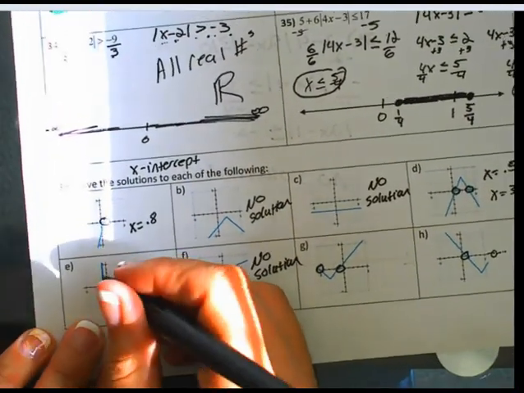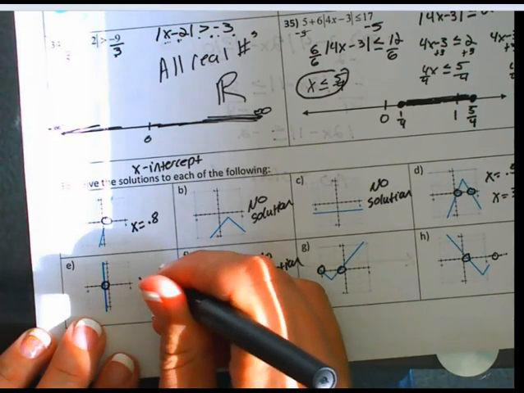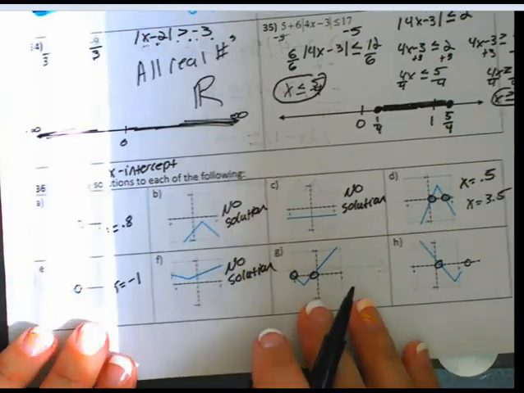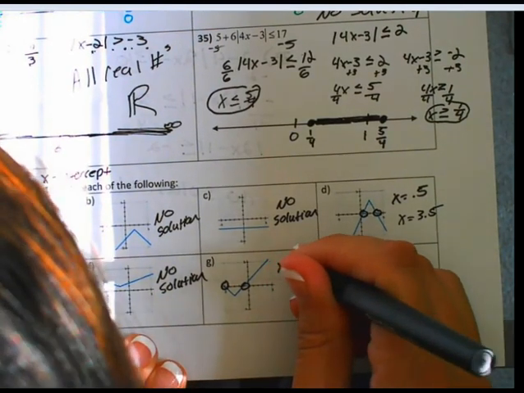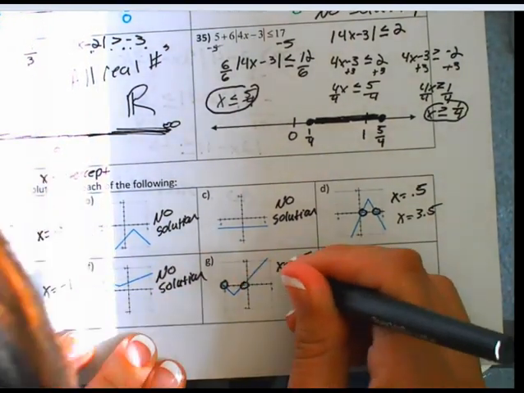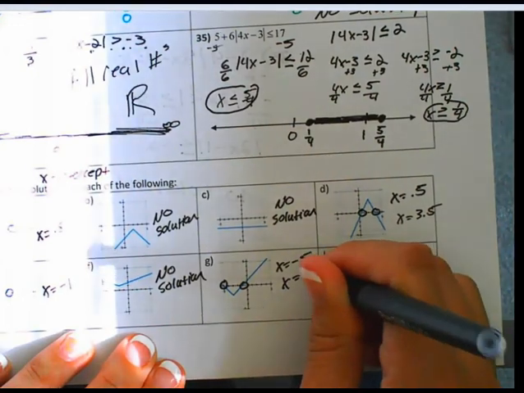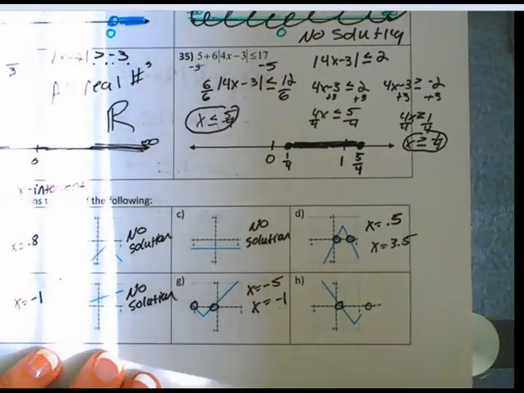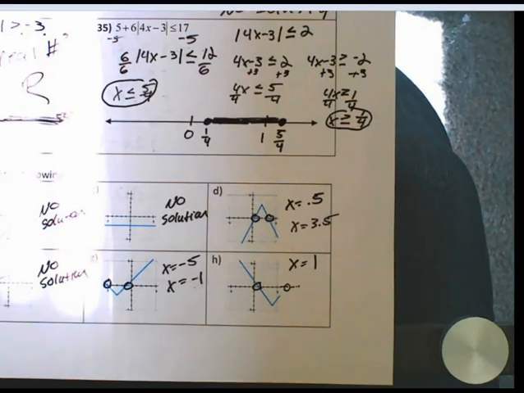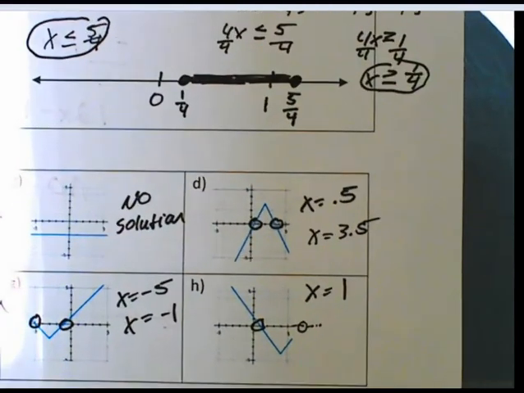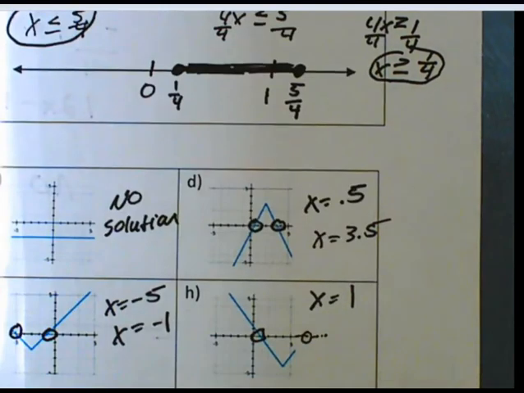Right, this one here, we've got x equals -1, no solution, x equals -5, and x equals -1. Alright, and then our last one. Okay, and then for the last one, you can see clearly that it goes through x equals 1.